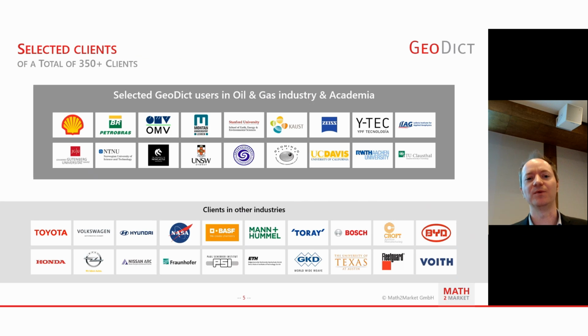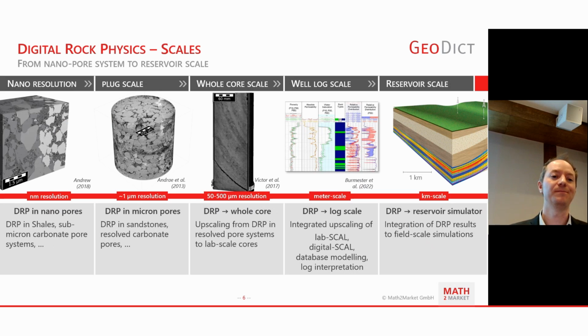Okay, so we have a number of clients to provide you with a reference, both in the oil and gas industry and academia and also in other industries. So just some examples. We may not show all of our client logos here. We have Shell, Petrobras, OMV, YPF in Argentina, and there's plenty more. And also in other industries, we have the automotive industry, filtration, batteries. You probably have heard a lot already this morning about these topics.